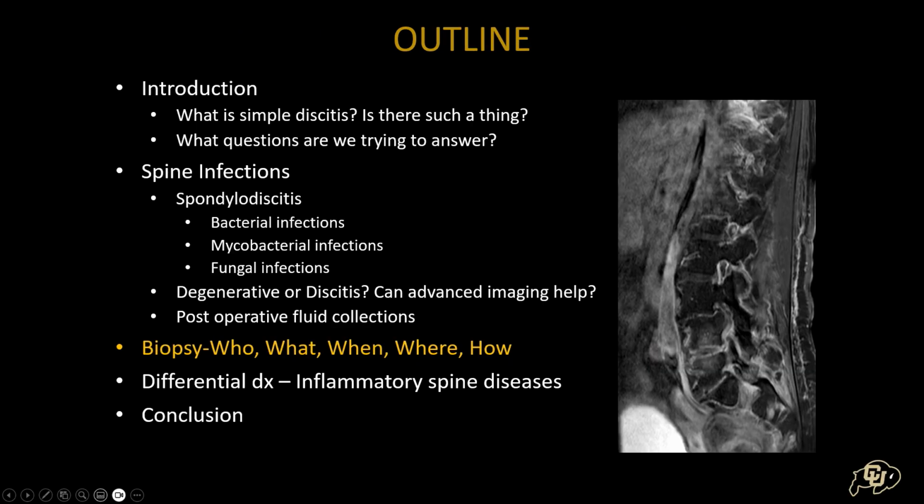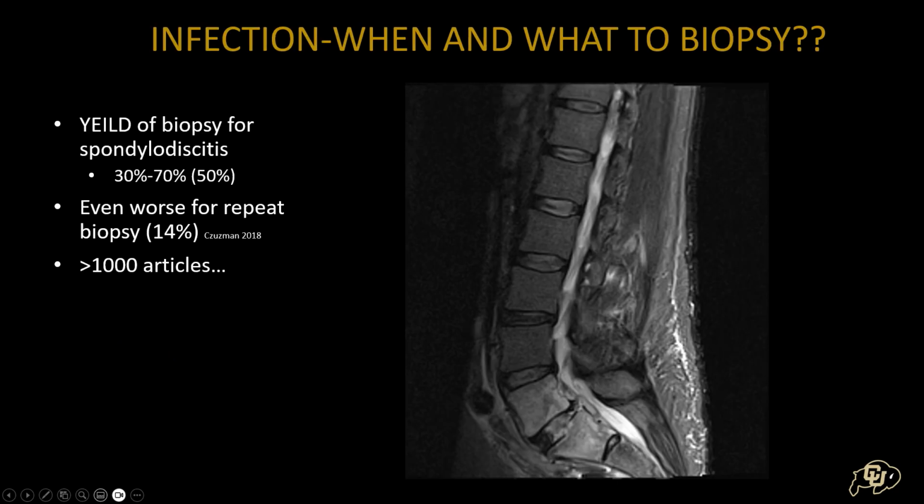Okay, so now let's talk about intervention, biopsy, the who, what, when, where, how on biopsying for osteomyelitis discitis. The yield of biopsy for spondylodiscitis is terrible. It's as low as 30%, and it's even worse when we do repeat biopsies.